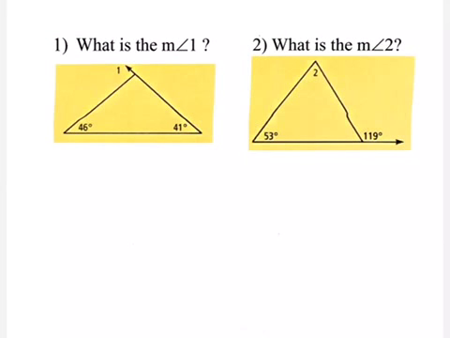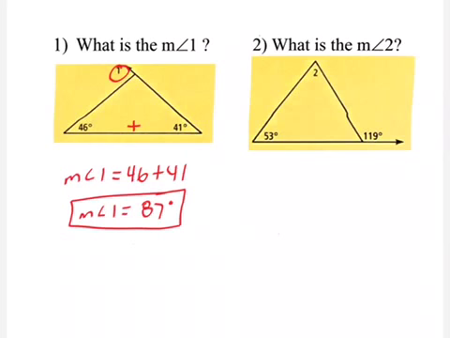Question 1, what is the measure of angle 1? Well, this is our exterior angle. So the measure of that angle should be equal to the sum of the two remote interior angles. So the measure of angle 1 should equal 46 plus 41. So the measure of angle 1 is 87 degrees.